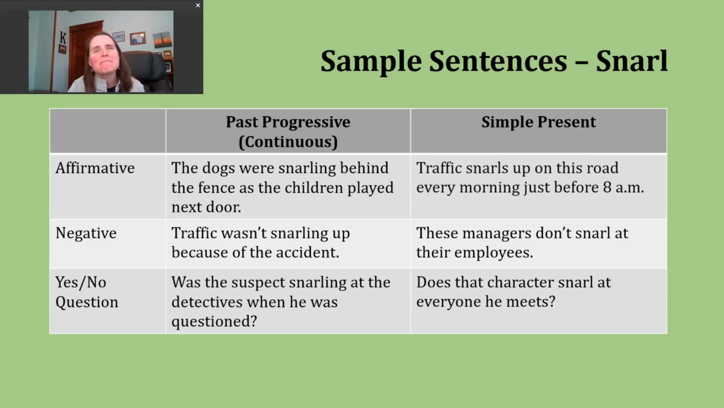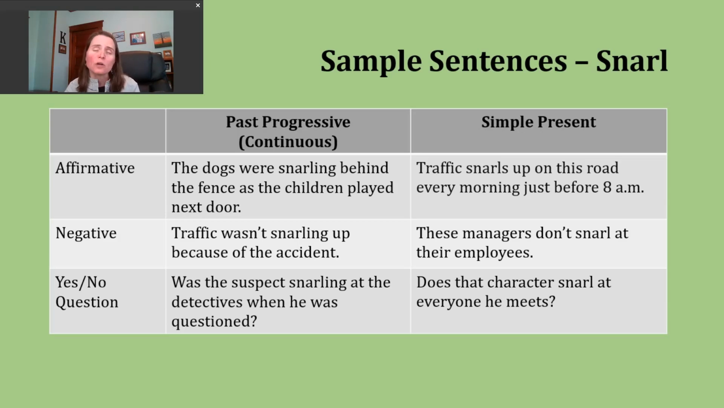Now, let's look at making a yes or no question in the simple present. To do this, start with do or does, whichever form matches your subject. That subject comes next. Then use the base verb. Again, I'm not adding an S to the end of the verb in my yes or no questions. The only time I'm doing that is in the affirmative when my subject is he, she, or it. Here's our last example. Does that character snarl at everyone he meets?